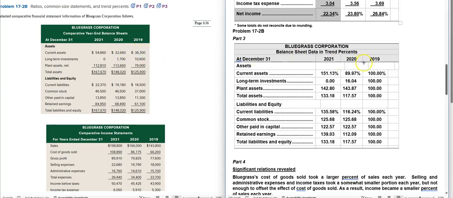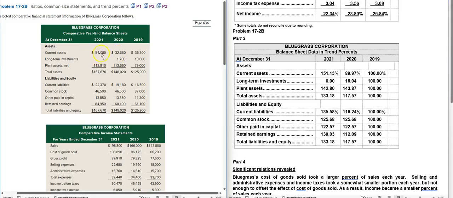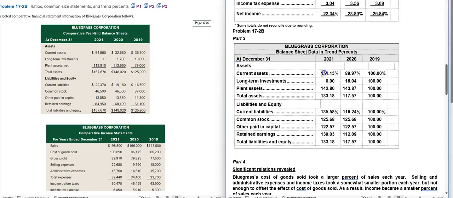32,660 divided by 36,3, current assets in 2020 are roughly 89.97% of what they were in 2019. But then in 2021, current assets of 54,860 divided by my base year amount, current assets were 151% of what they were in my base year, 2019. So what we're doing is establishing 2019 as the base year and calculating a change from year to year based off of that base year.